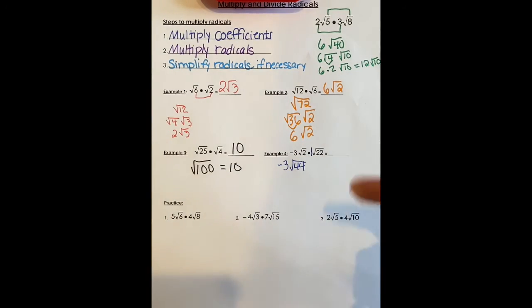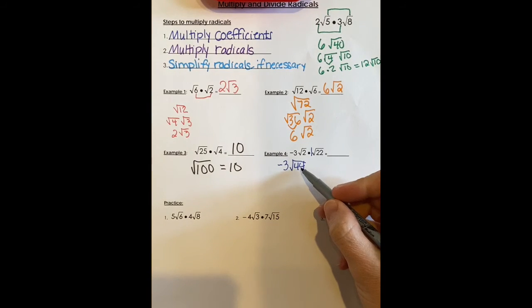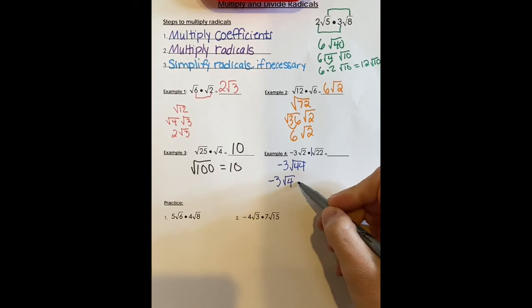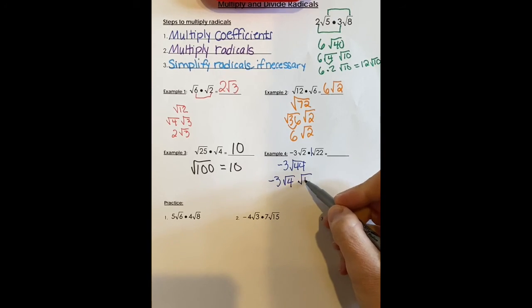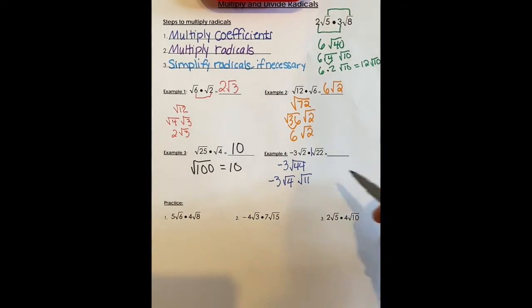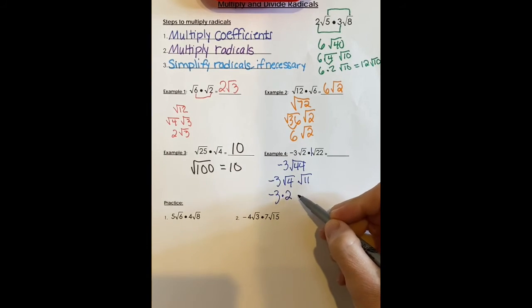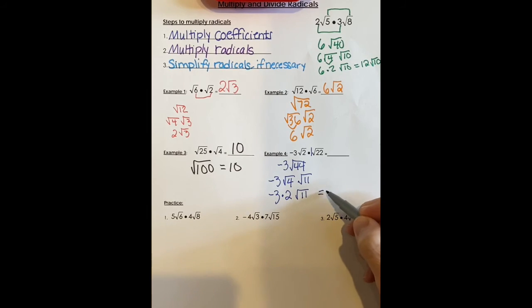And now I want to simplify my radical 44. Radical 44 would be radical 4 times radical 11. The square root of 4 is 2. So that would multiply with my negative 3 to give me negative 6 radical 11.